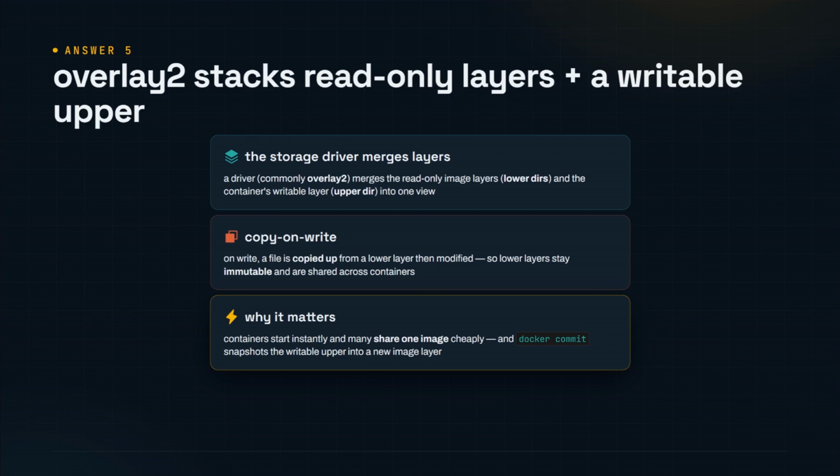The key mechanism is copy on write. As long as you only read a file, you read it straight from the lower layer. The moment you write to it, the file is copied up into the writable upper directory and your change is made to that copy. So the lower layers are never modified, they stay immutable, which means many containers can share the same image layers on disk cheaply.